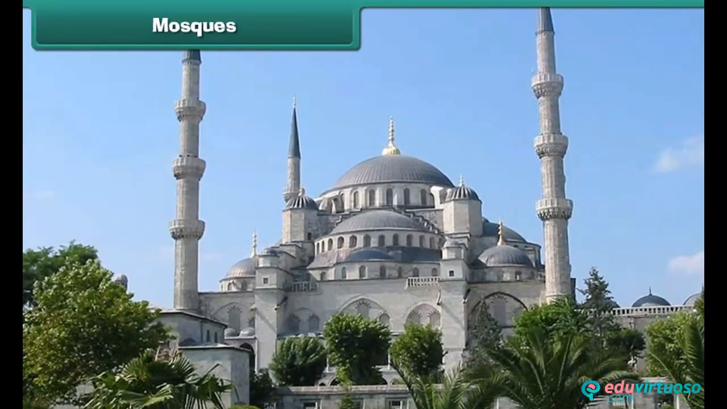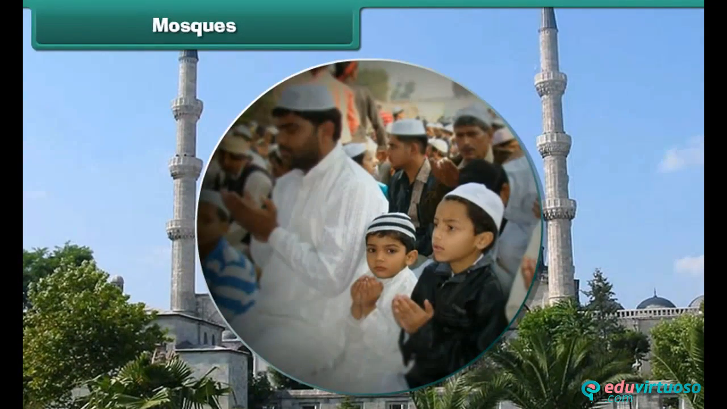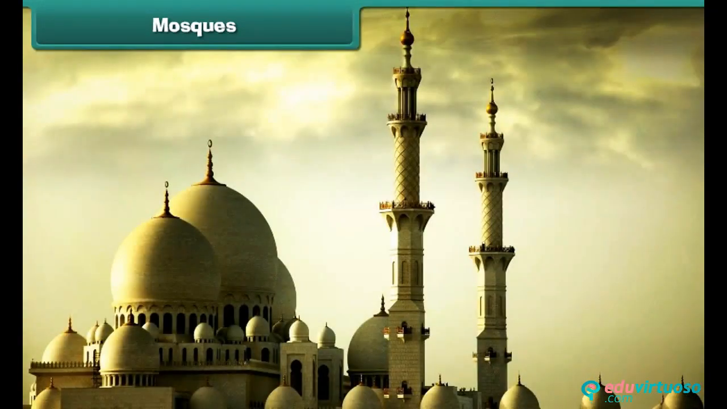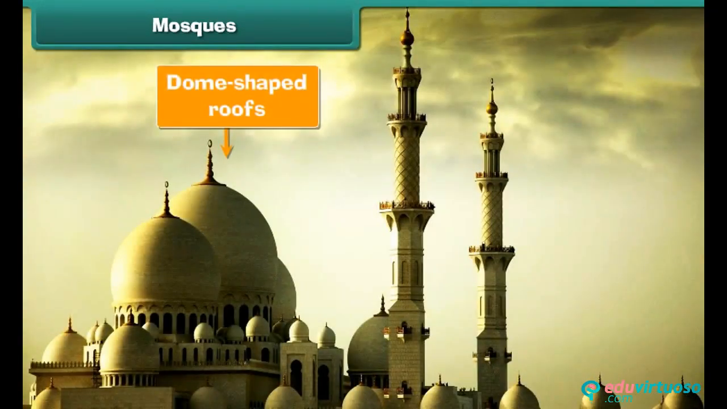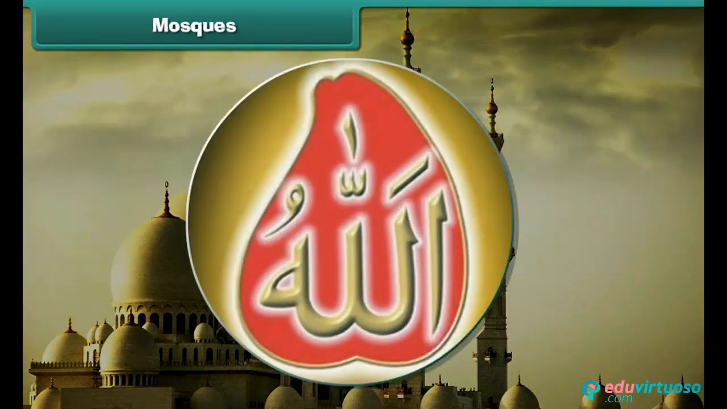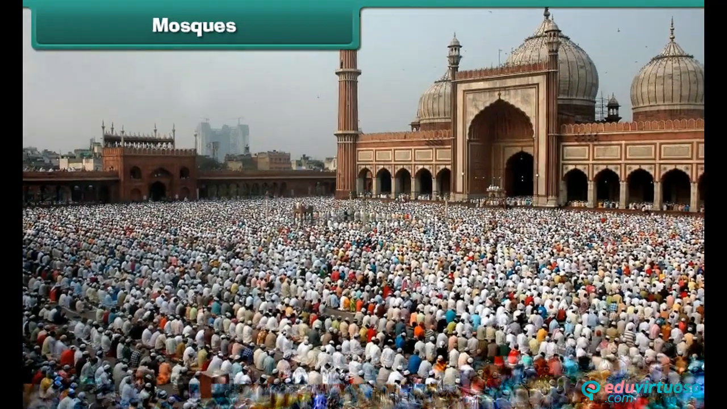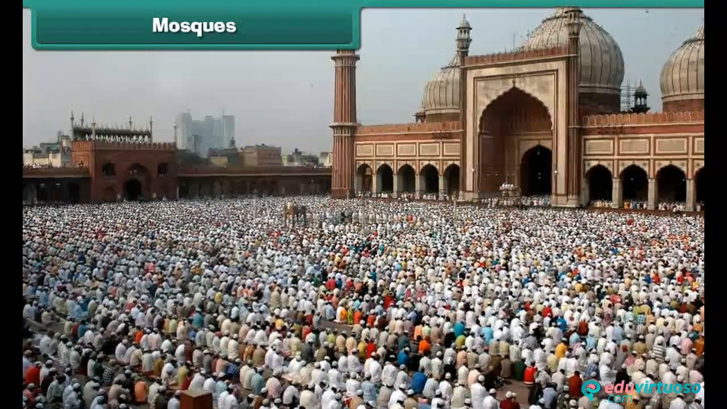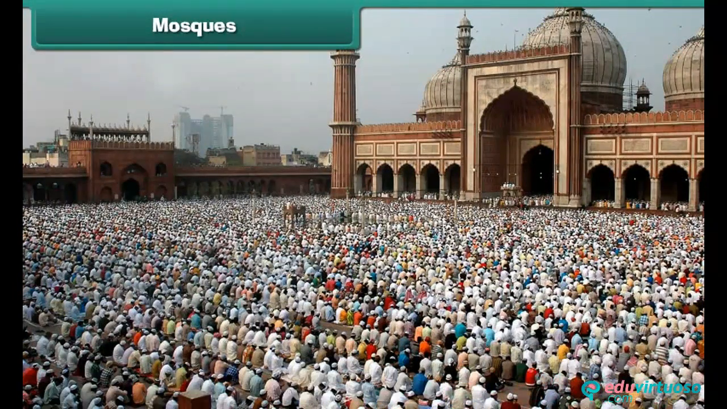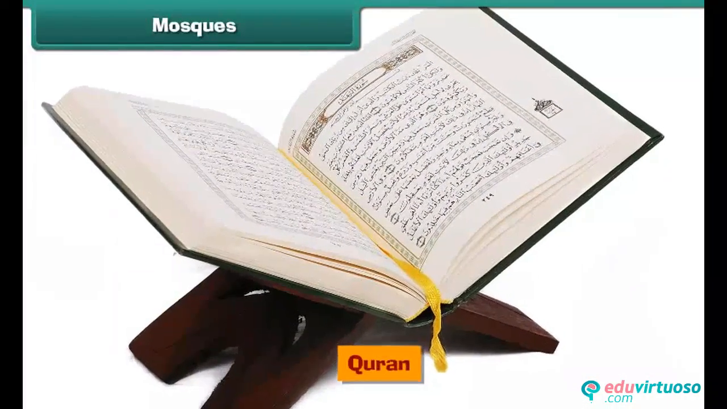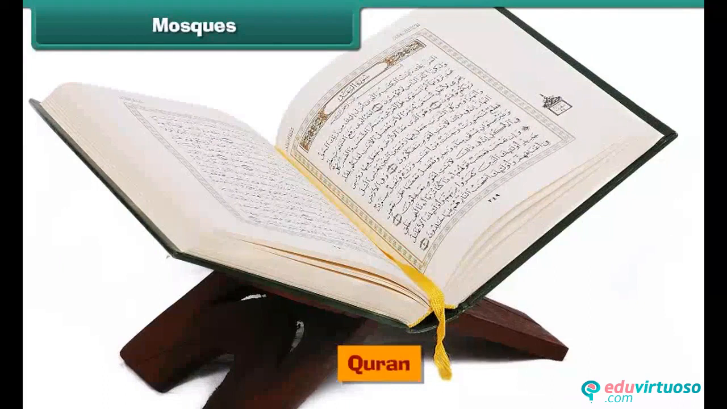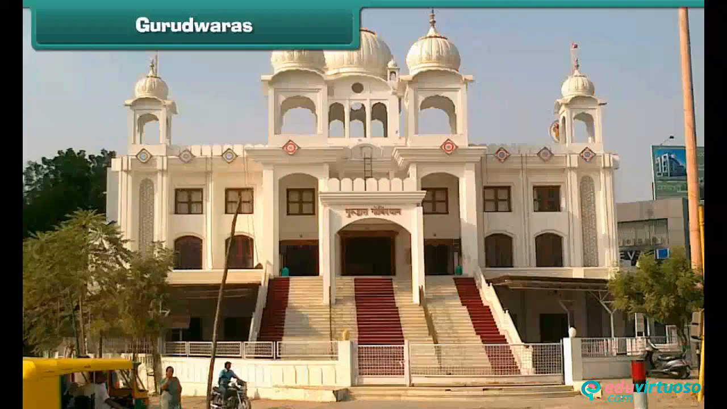Mosques. Mosque is the place of worship for Muslims. Mosques have dome-shaped roofs and tall towers called minarets. Muslims believe in one God, Allah. Friday is a special prayer day. On this day, Muslims visit mosques and offer prayers to Allah 5 times a day. Quran is their holy book. Muslims do not worship idols.